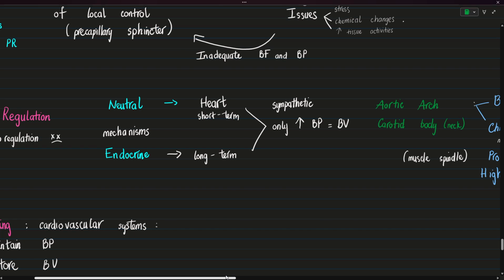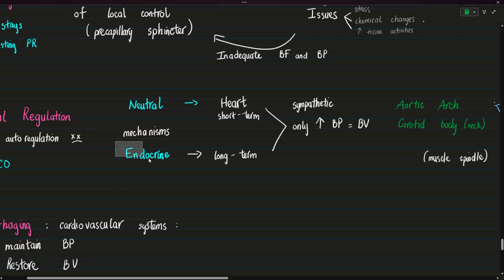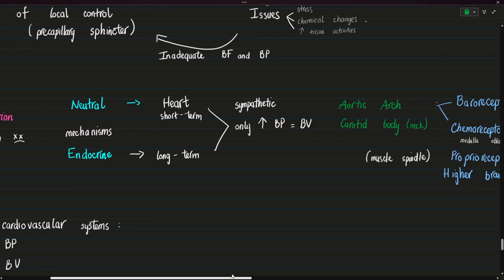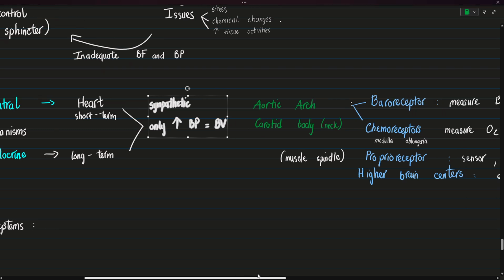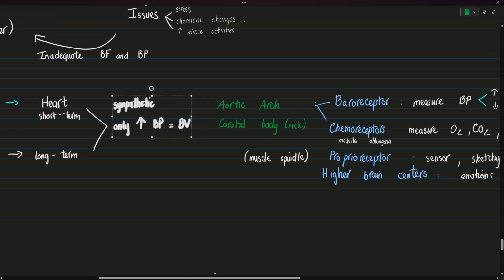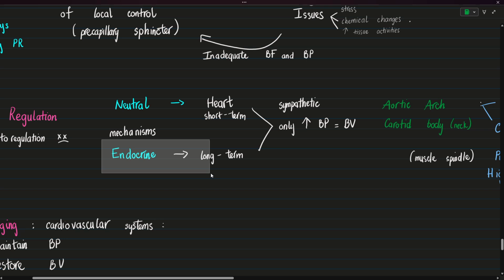So when you talk about the heart, you have neural and endocrine. For neural in the heart, you only increase sympathetic, and with the sympathetic you increase the blood pressure, which increases the blood volume. And for long-term effects, it's going to be hormones. In chapter 16 we have aldosterone, angiotensin 2, ANP, and ADH.